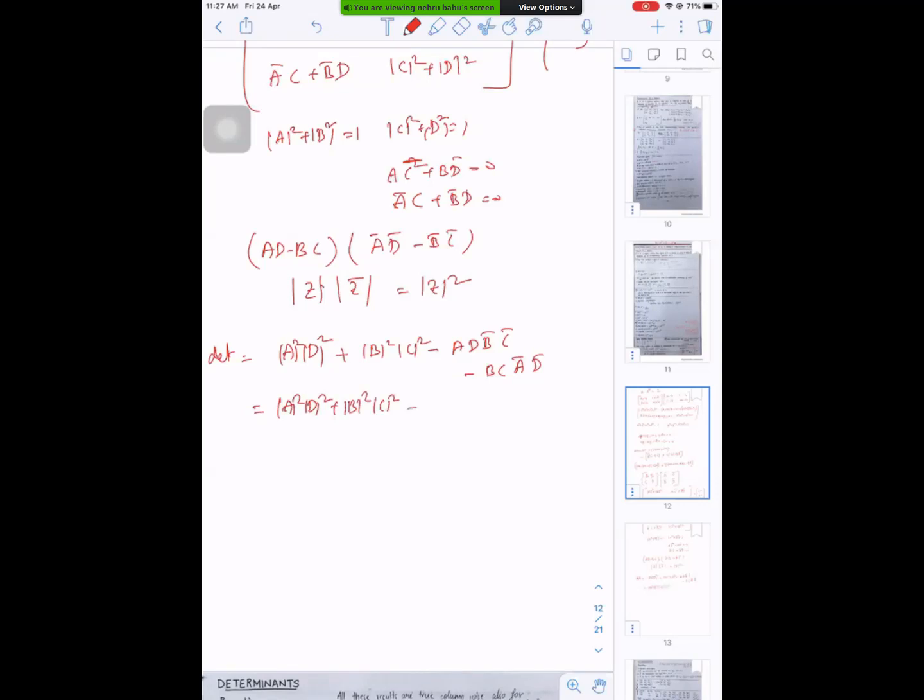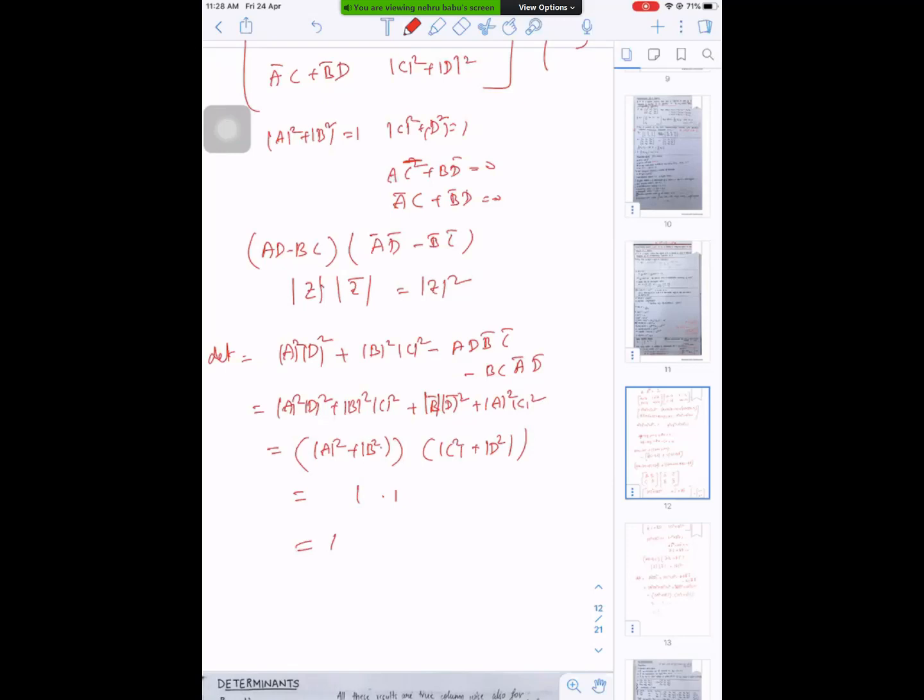Instead of AC bar, we can replace it with minus BD bar. So this is plus B bar D bar. From that, this is coming mod B square, mod D square, and this is mod A square, mod D square, and mod B square into mod C square. This is exactly the same as mod A square plus mod B square into mod C square plus mod D square. This is 1 into 1, which is 1.